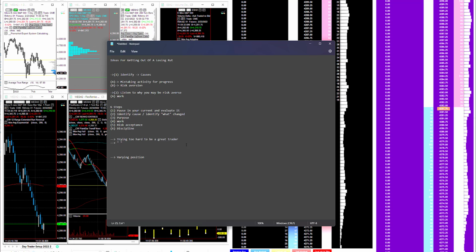But again, trying too hard to be a great trader. And we got to varying position size here. One of the things that's contrary to what a lot of people believe is that your ability as a trader, in terms of being able to call great trades or see great trades, is directly related to how much you make as a trader.